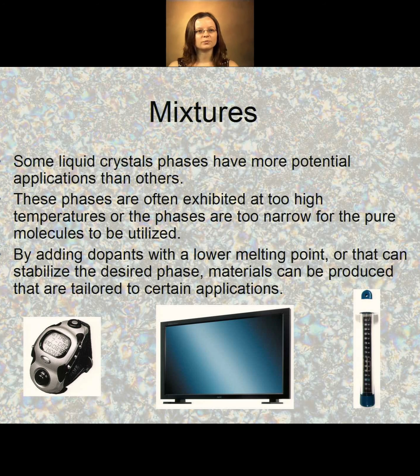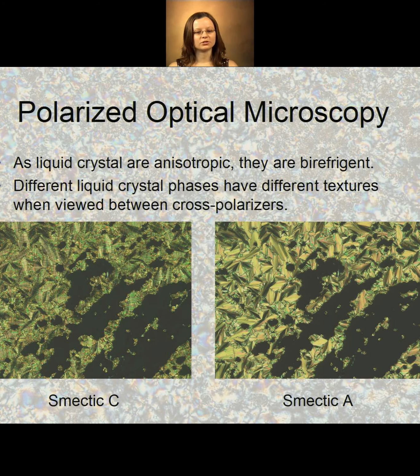In fact, the liquid crystal material used in television displays is a mixture of many liquid crystal molecules which display the nematic phase. So once we make a mixture, how do we determine what phases it exhibits and at what temperatures? Well, the most common and powerful technique used in studying liquid crystals is polarized optical microscopy. As liquid crystal molecules are anisotropic, they are also birefringent. So when we place some liquid crystal material between two crossed polarizers and transmit light through, we can still see a pattern because the liquid crystal material changes the polarization of the light.